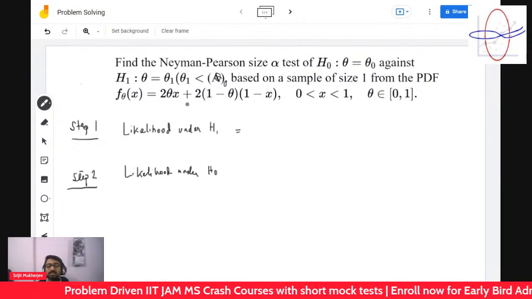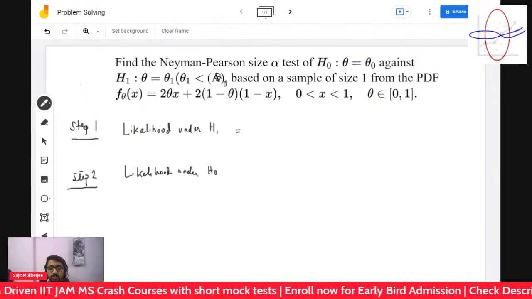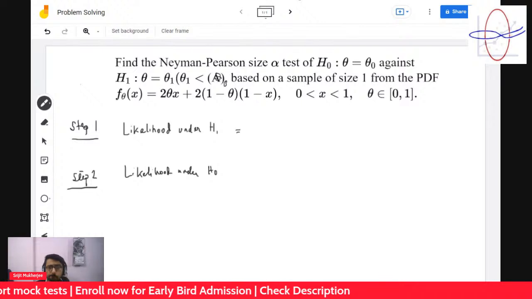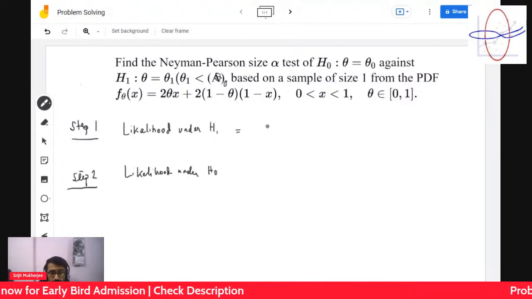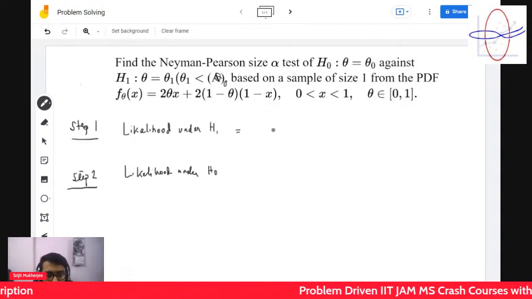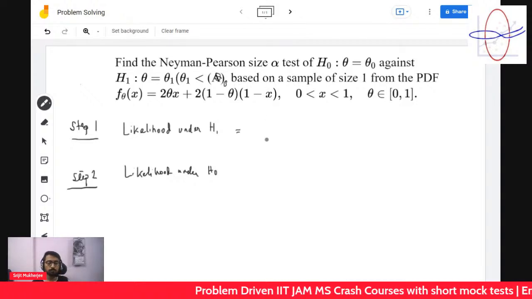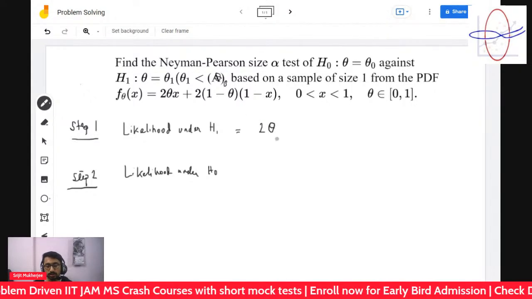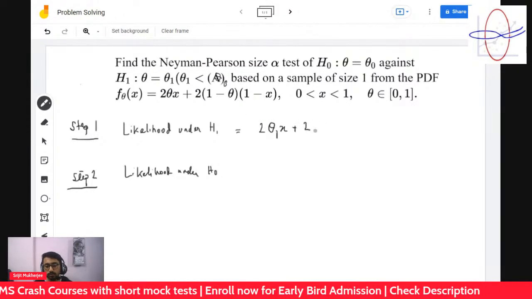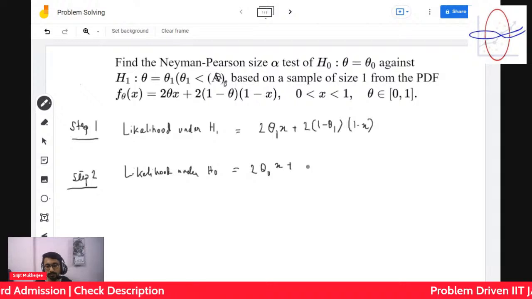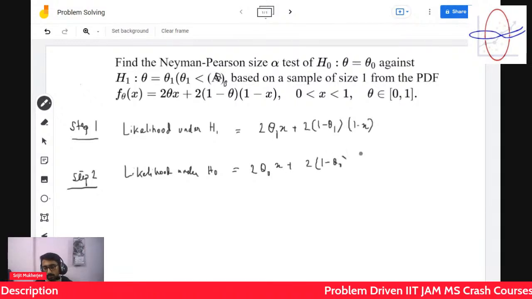So let's write it down. Here is just one sample, so you just need to do this for one sample, just keep it x, okay? That is doable. Therefore under H1, with theta 1, it's 2 theta 1 x plus 2 times 1 minus theta 1 times 1 minus x. And under H naught it's 2 theta naught x plus twice 1 minus theta naught times 1 minus x.